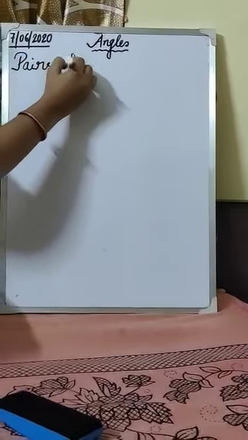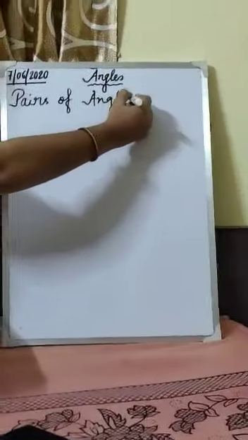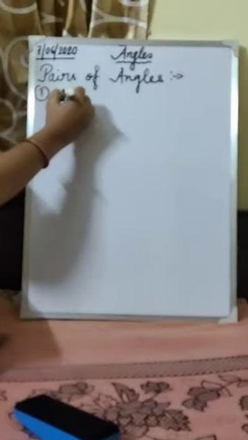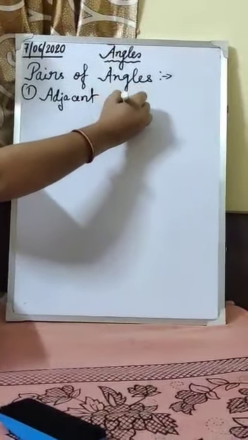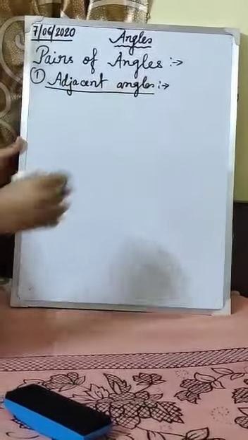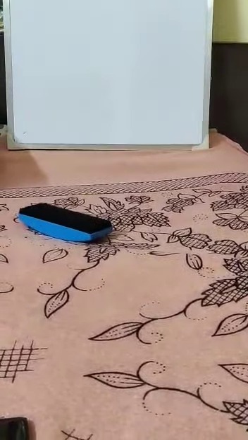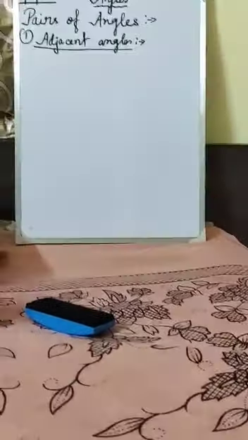Pairs of angles. Okay? Now, in pairs of angles, the first point is adjacent angles. Now, what is the meaning of adjacent angles? Two angles in a plane are said to be adjacent if they have a common vertex and a common arm in between the other two arms. Means what?